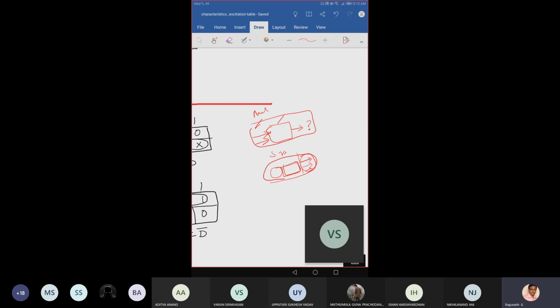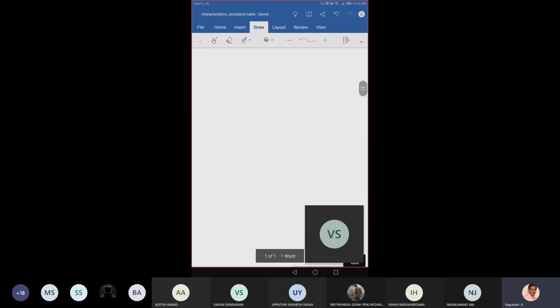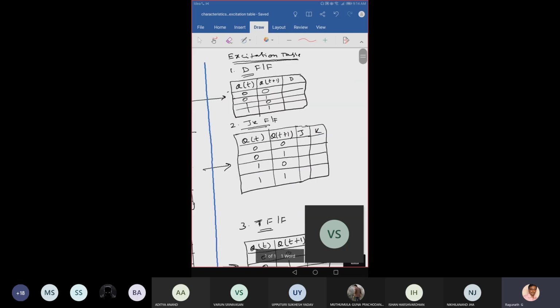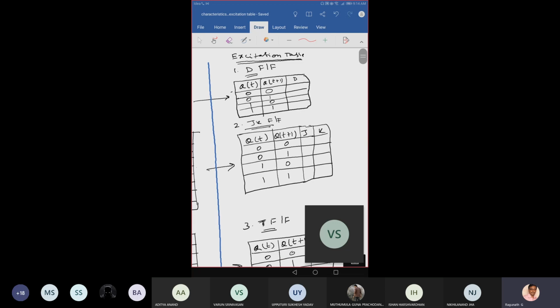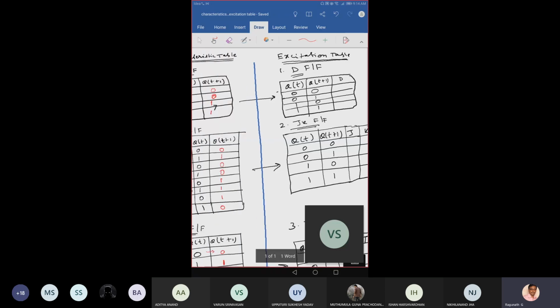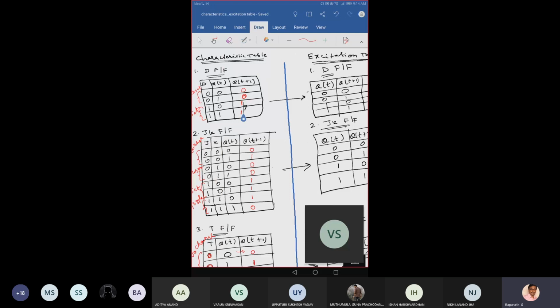Synthesis problem means outputs are known, but I don't know the inputs or the circuit of the problem. Here it is the same thing. The excitation table is a synthesis type of problem. The present state and the next state outputs are known, but I don't know what the input is. What is the D value? I don't know that.